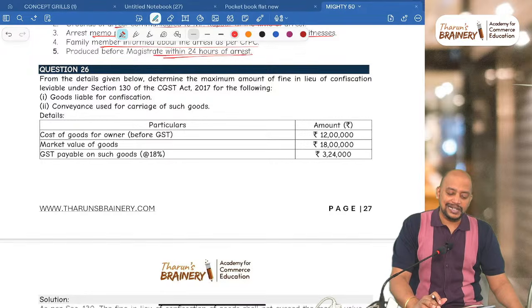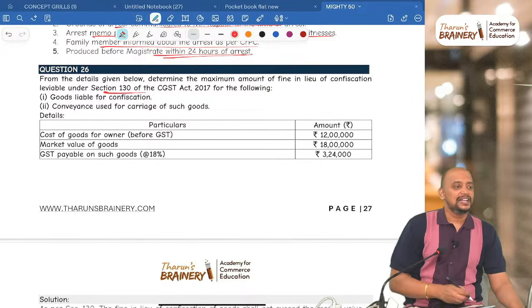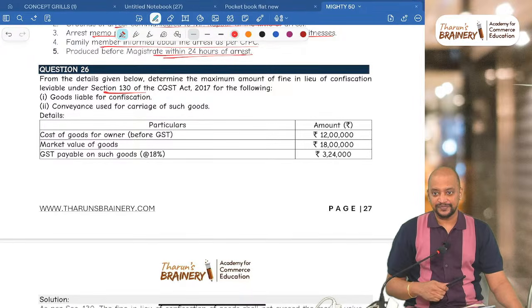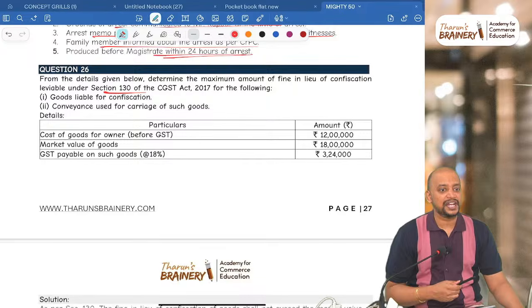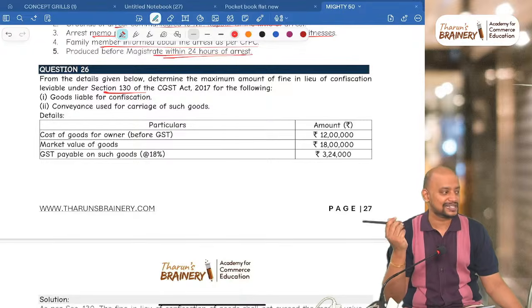From the details given below, determine the maximum amount of fine in lieu of confiscation leviable under 130. In the last attempt they asked 129. In September they asked 129, where the owner comes forward or does not come forward. So 130 they can ask. 130 has a separate penalty, fine, etc.